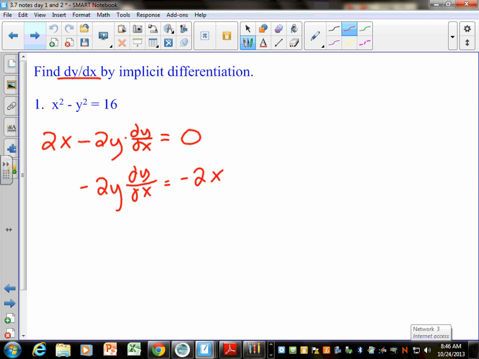And to solve for dy over dx, I could divide by negative 2y, and I would get that the derivative is just x over y. Notice that my derivative now has an x and a y in it, but it's still the same thing. It still represents the slope of that problem, but now you need an x and a y to plug in there to find the slope.